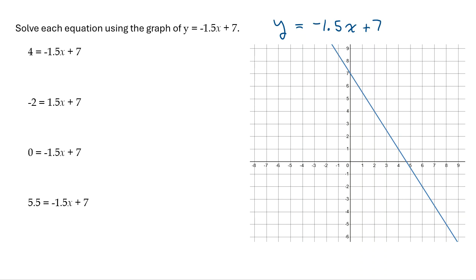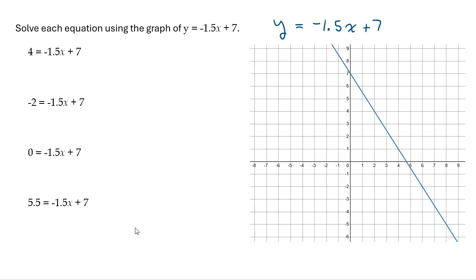In this video, we're going to look at how to solve an equation using its graph. So here we have the graph of y equals negative 1.5x plus 7, and we want to solve these equations over here. Now certainly you could solve all of these algebraically by subtracting 7 from both sides and then dividing by negative 1.5. And you should definitely know how to do that.